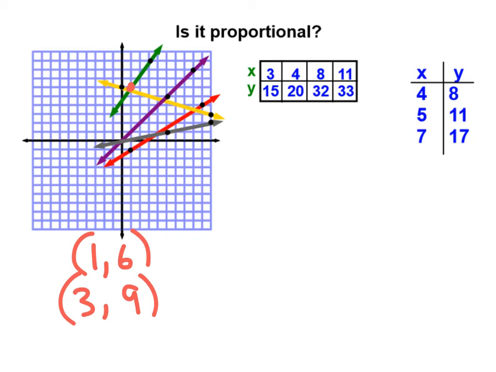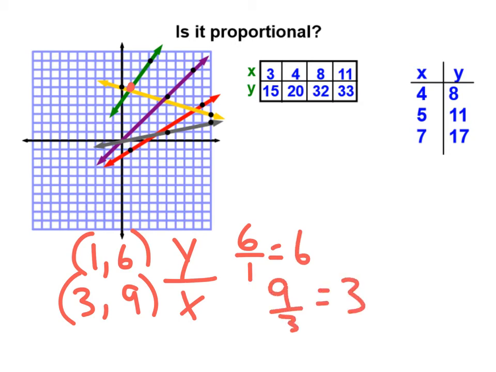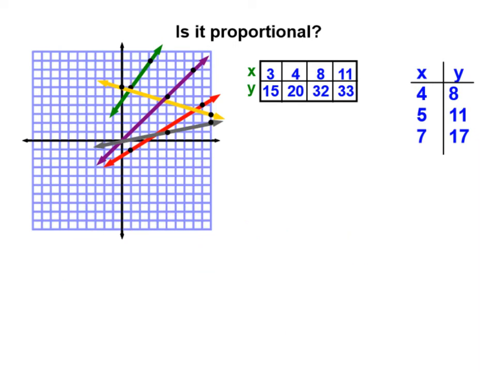But when I divide this one, and I always want to divide in the order of y divided by x, I take 6 divided by 1, I get 6. I take 9 divided by 3, I get 3. These do not match. We do not have a constant ratio. We have a constant rate of change, but when I simply divide the y by the x, I don't have something that matches. Now compare that to the gray line.